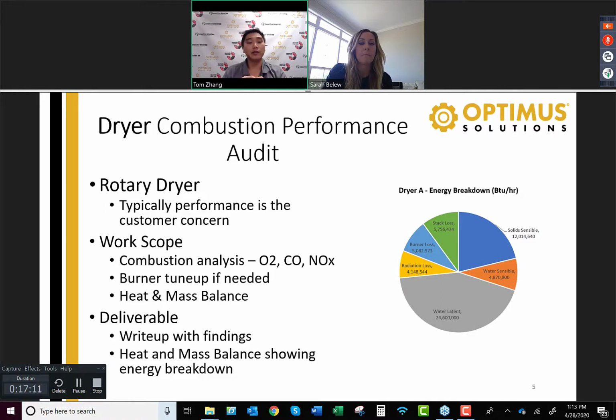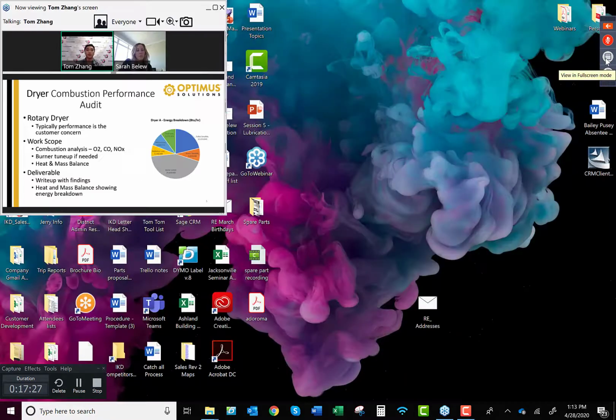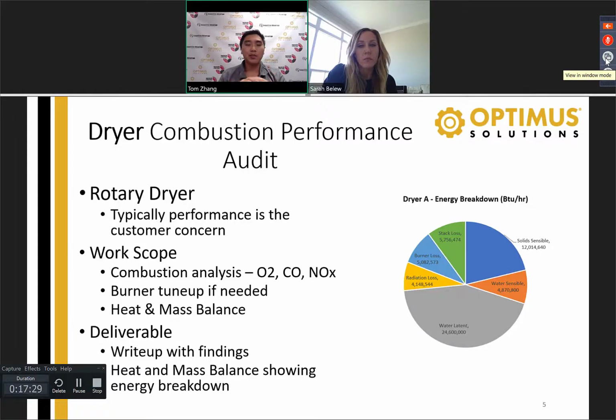And what we'll do is we'll actually show a demo of that. Your CO is high. You need to decrease that. And here's what we're going to try to do. And then once we get that down, we take some measurements and some rough details and try to perform a heat mass balance.